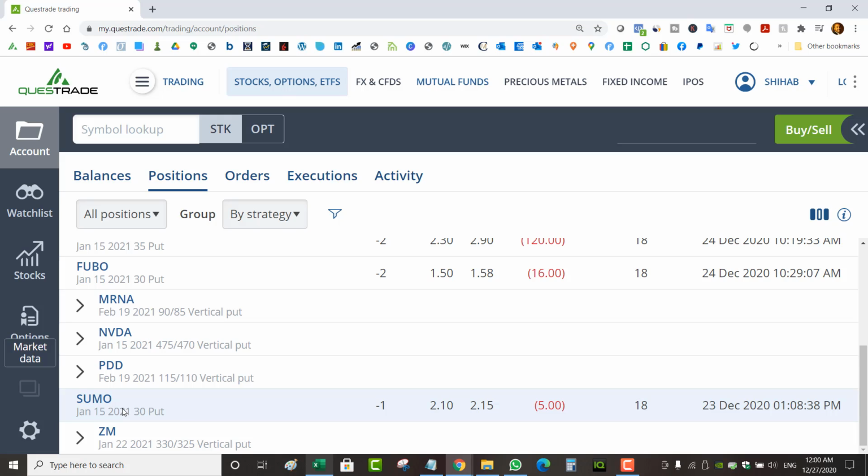I've got another naked put on Sumo Logic at a 30 strike, January 15, collected $2.10. It's worth $2.15, so it's showing a $5 loss.